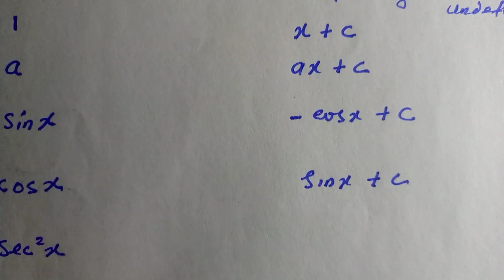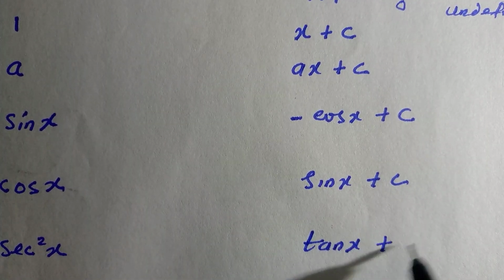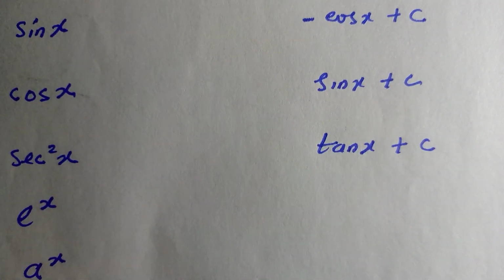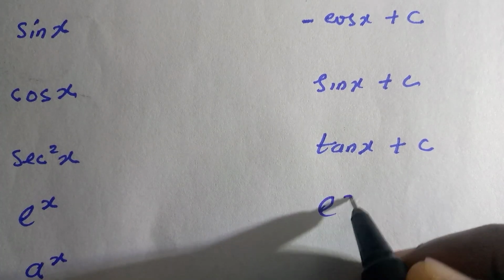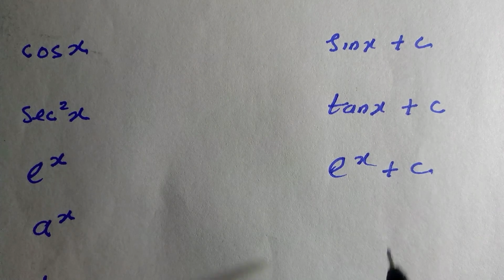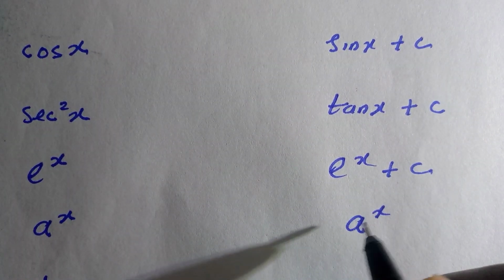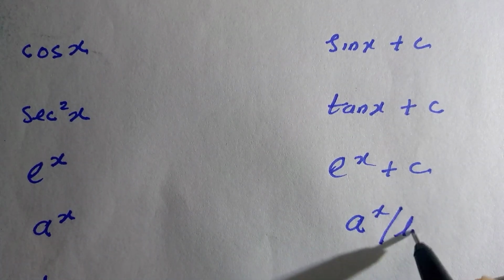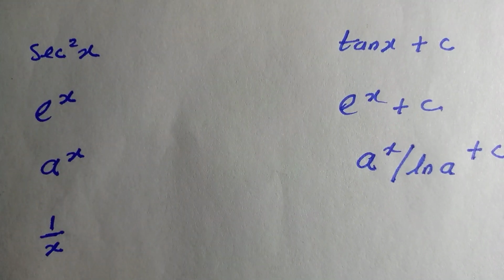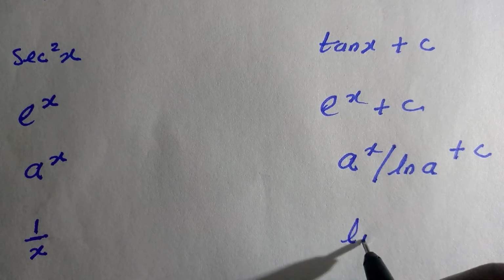They are just like the opposite of differentiation, and sec square x is tan x plus constant, followed by exponential x. If you integrate exponential x, you're still going to get exponential x, just like in differentiation. And the next one is a raised to power x. By integrating this, we are going to have a raised to power x, everything divided by ln a, then plus constant. If you integrate 1 divided by x, that is ln of x.